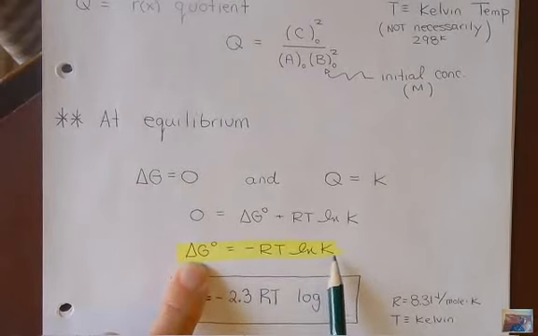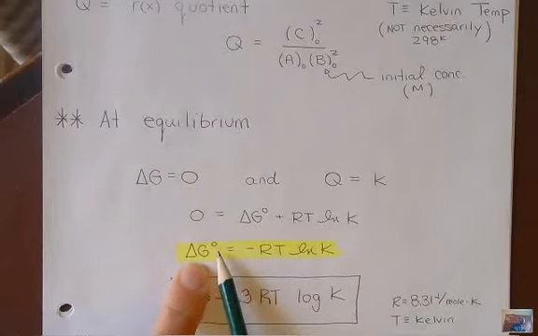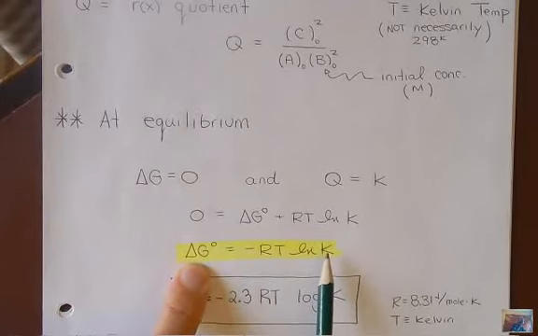So if you know the equilibrium constant, you can calculate delta G zero from it, or if you know delta G zero from the tables, you can calculate what the equilibrium constant is.